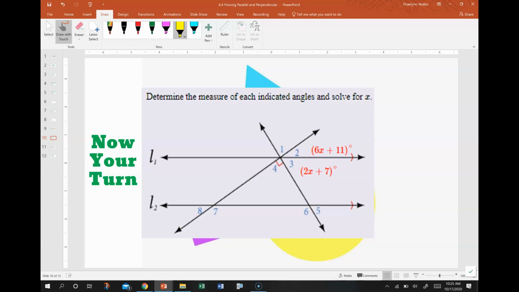The first one being that these lines are parallel. So you're able to make a lot of inferences about that. And you're able to see that angle 4 is a right angle. Okay, so you already know what angle 4 is, and you are able to find all the other information about this based on that. Okay?